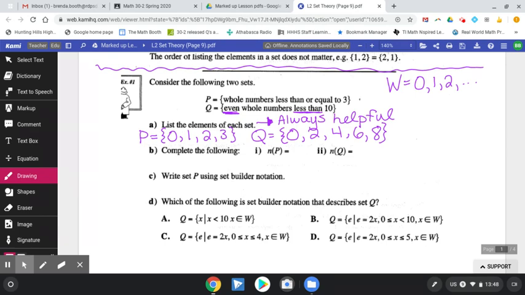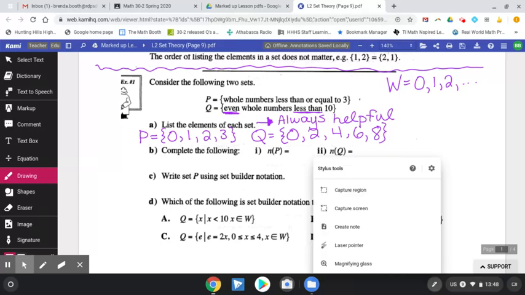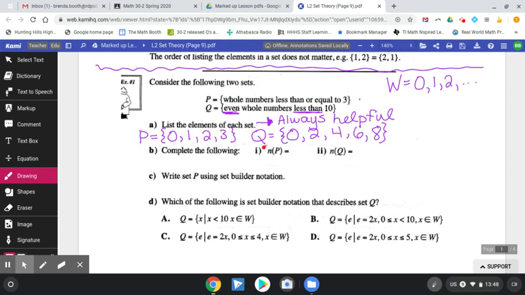In B, complete the following. Again, this is that little one that I said is very easy to miss, that little lowercase n right here and right here. Here we're being asked for the number of elements in set P. So I head over to set P and I count. There's 1, 2, 3, 4.